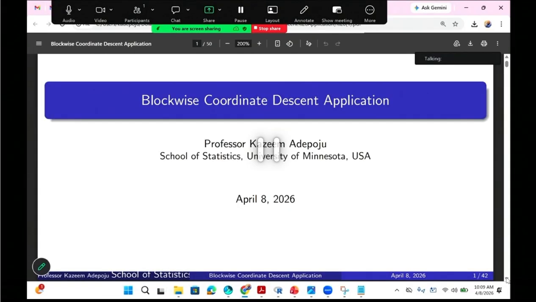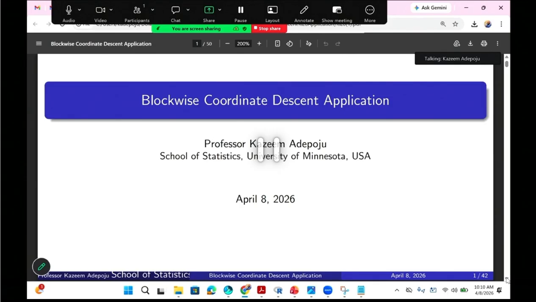Statistical machine learning class. Of course, on Monday we started graphical lasso, and today we're going to continue from that. I want to walk us through what I call the blockwise coordinate descent application, the approach used to estimate your precision matrix.